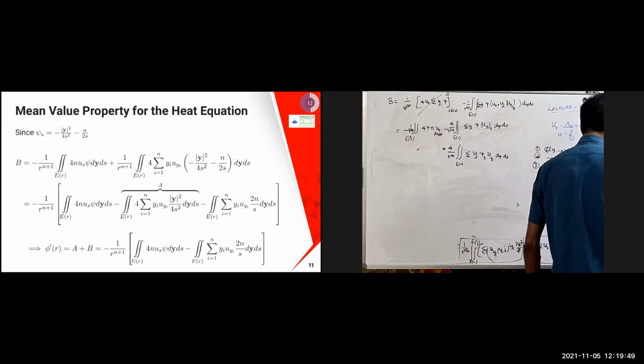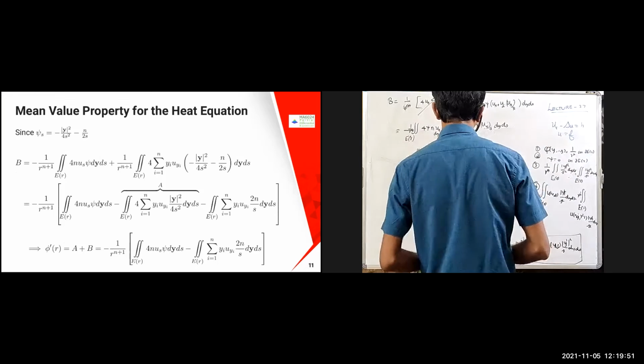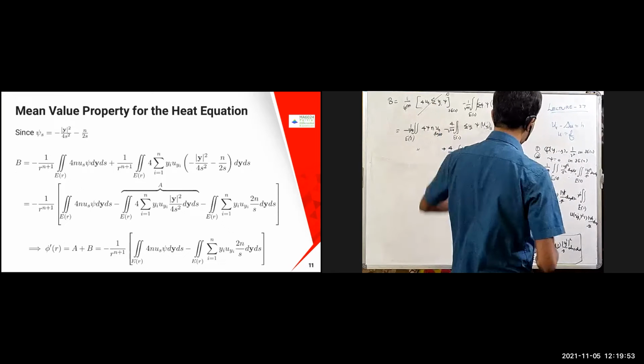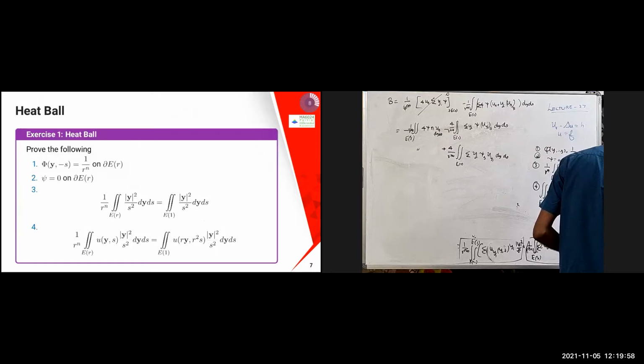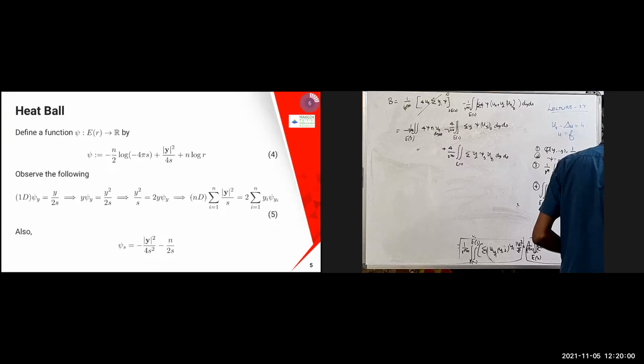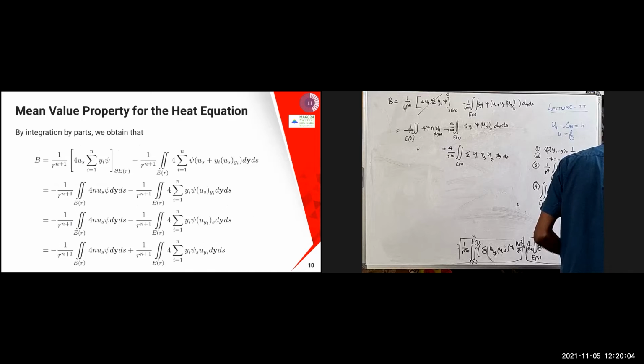Okay, so this is done. Now what is psi s? Psi s we also got proved here, and you can prove it: minus y square by 4s square minus n by 2s. Psi s is this one, from this one, so therefore you can use it here.